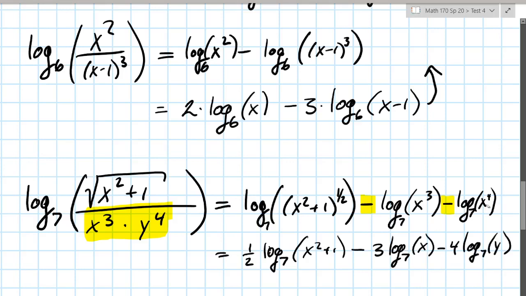I think that was supposed to be a y right there. And there you have it.